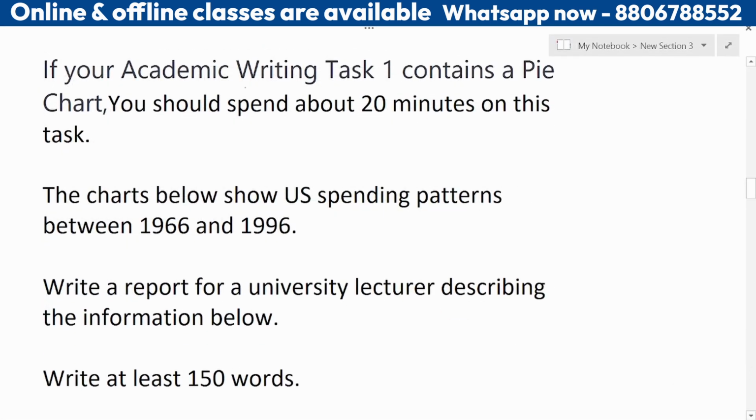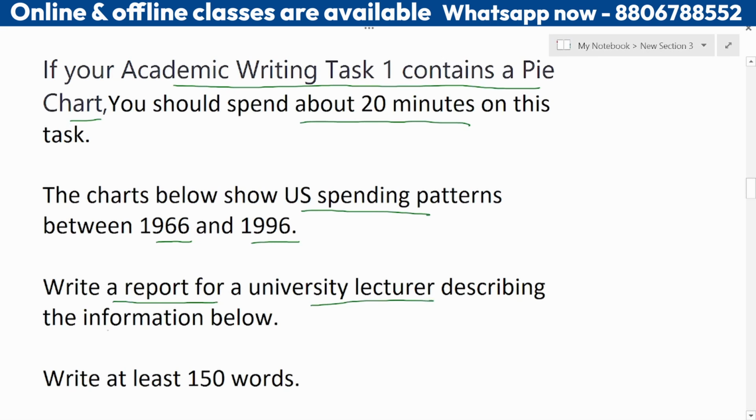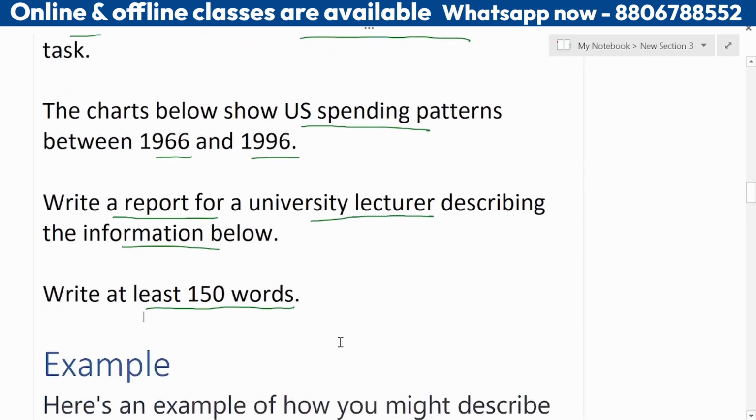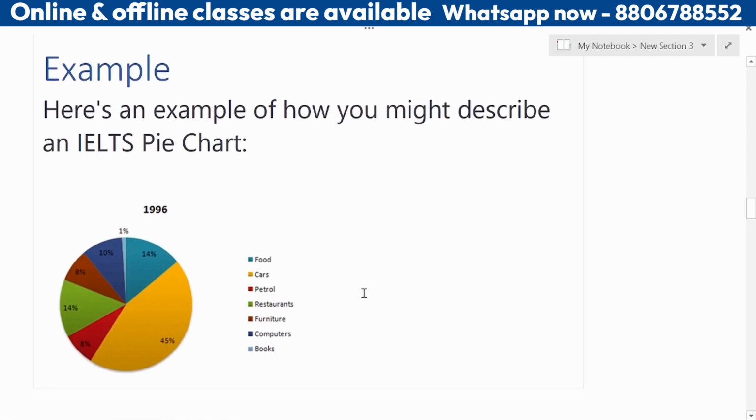Now, if your academic writing task 1 contains a pie chart, you should spend about 20 minutes on this task. The chart below shows US spending patterns between 1966 to 1996. Okay, now what you are required to do is write a report for a university lecture describing the information below, and you are supposed to write at least 150 words. So here when it comes to task 1, you are supposed to write 150 words, nothing less than that.